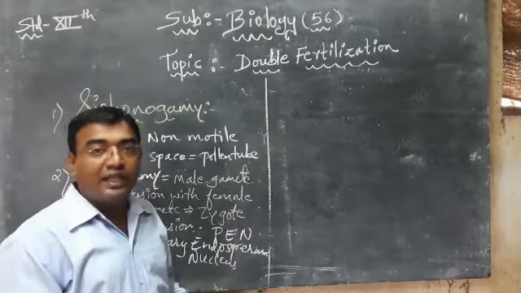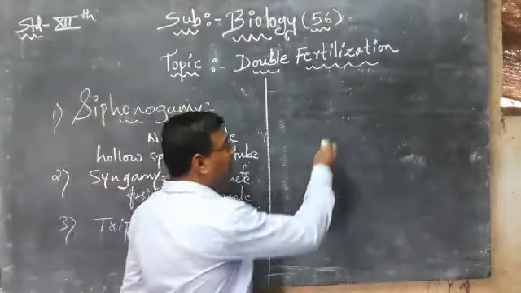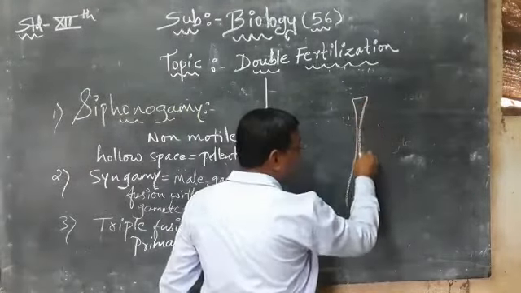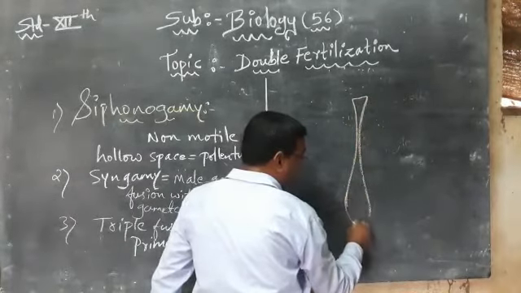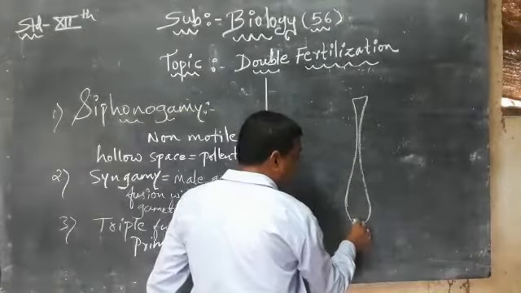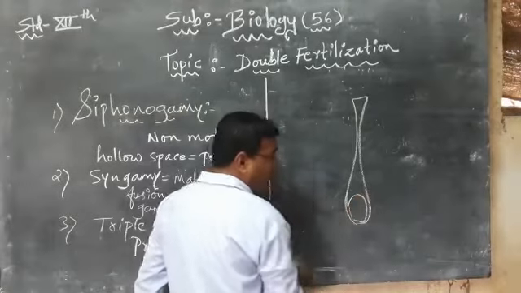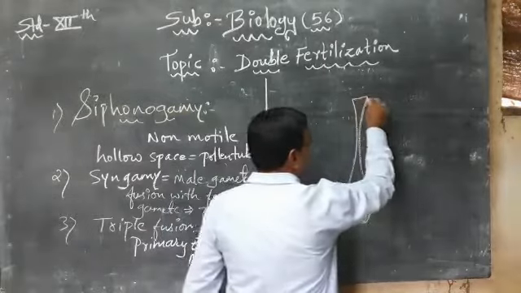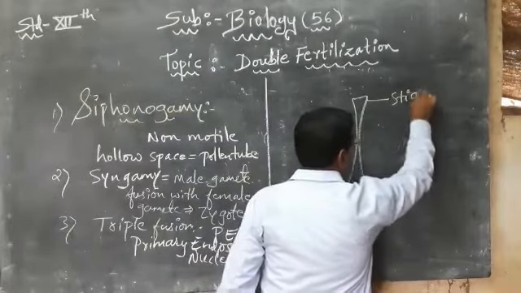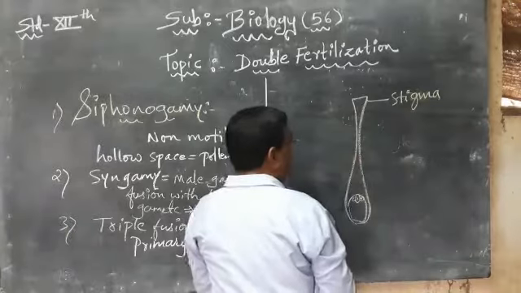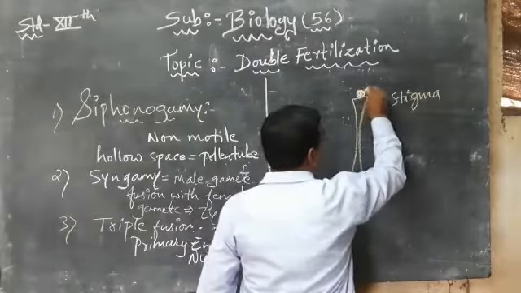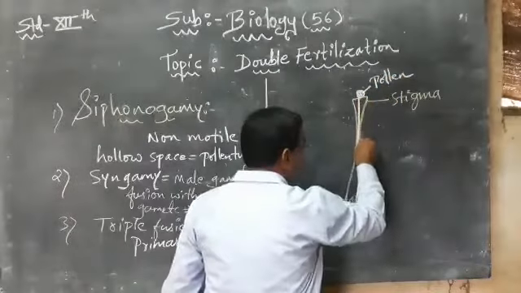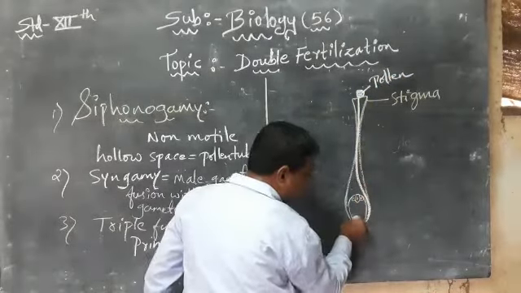Now let us see the exact process. What is the meaning of double fertilization? I will draw a diagram for you. This is my female gametophyte, the development of the ovary. I will draw an anatropous ovule for you with antipodal cells at the upper side. This is my stigma. This is my male gamete, that is the pollen. This is a tube, and this tube tries to fertilize through the micropylar end.